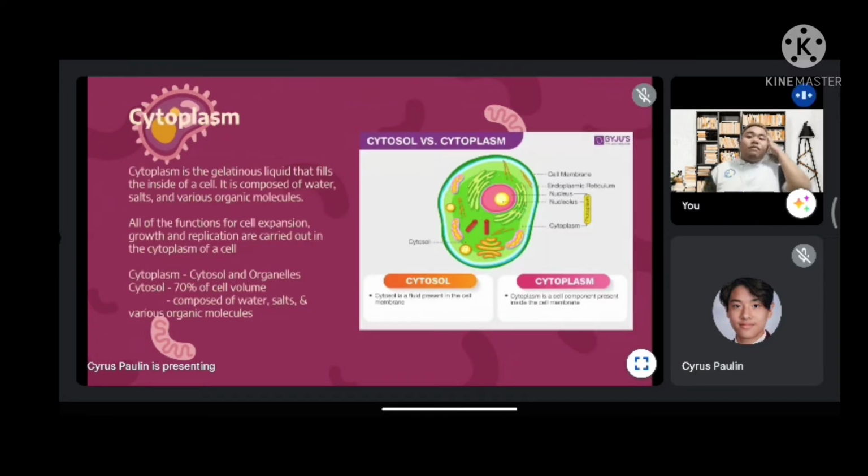Next, we have here the cytoplasm. Cytoplasm is a gelatinous liquid that fills the inside of the cell. It's composed of water, salt, and various organic molecules. All of the functions of cell expansion, growth, replication, or any cellular activity happen in the cytoplasm of the cell. There is a difference between cytosol and cytoplasm. Don't be confused. The cytosol is the substance itself, 70% of the cell volume, composed of water, salts, and various organic molecules, while the cytoplasm is the cytosol and the organelles.